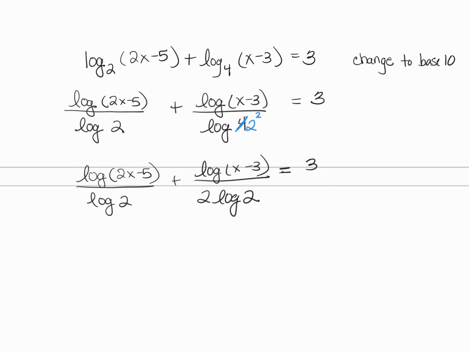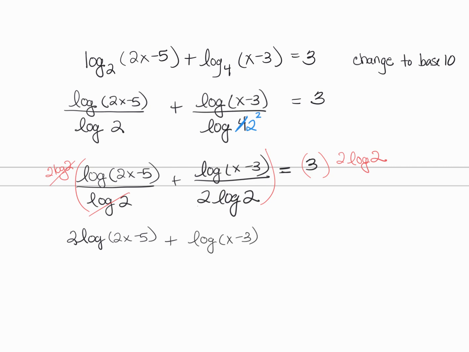So now, if I multiply both sides by 2 log 2, my fractions will go away. So I'm going to multiply everything by 2 log of 2, 2 log of 2 on this side. So on this side, we're going to have the log of 2x minus 5 times 2 plus the log of x minus 3, because everything will cancel here. And then on the other side, I'm going to have 6 log 2.